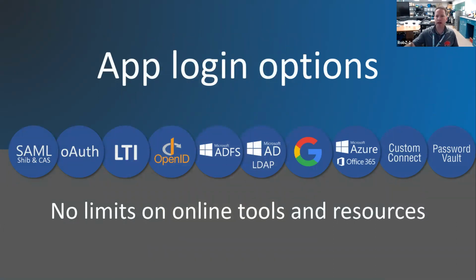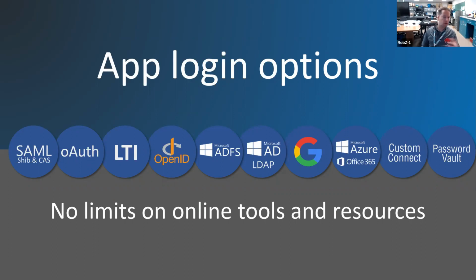So, your app login options. Depending on what the vendor uses, there may be, I was just working with Naviance this past week. They may use SAML, they might use Google, they might use Active Directory, OAuth. There's many different login technologies to use. The nice part is ClassLink supports all of them, as you can see here. So there are no limits on what tools you may use.